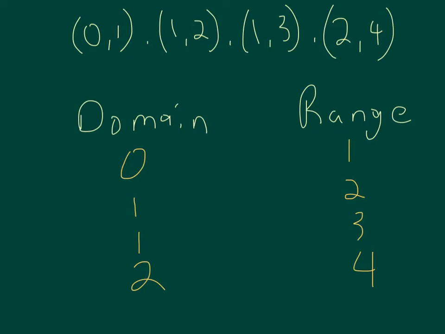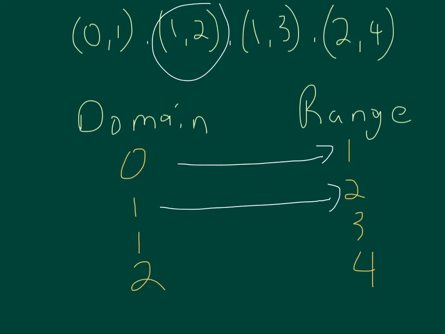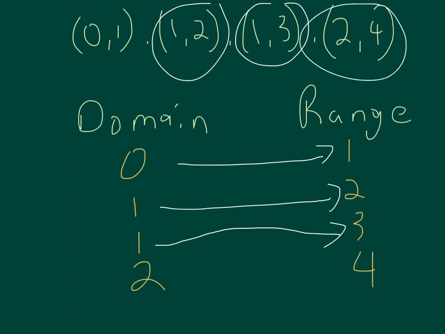Okay. I have 0 goes with 1. Great. Now for my second set, I have 1 goes with 2. Great. Now for my third set, I have 1 goes with 3. And then I have over here 2 goes with 4. Now that looks like it makes sense, but what's wrong here?